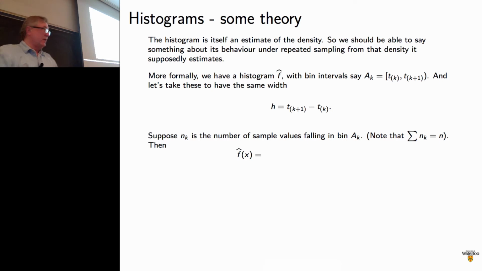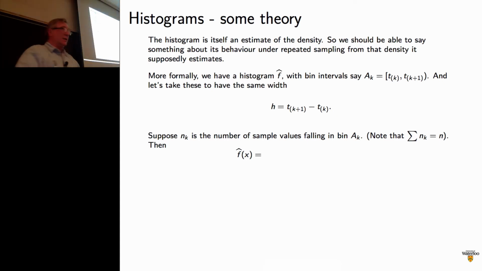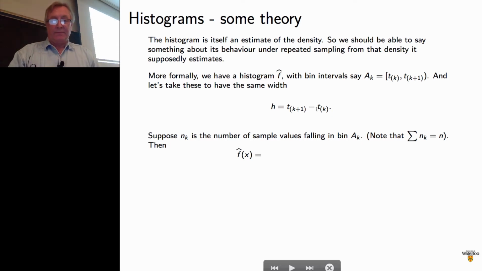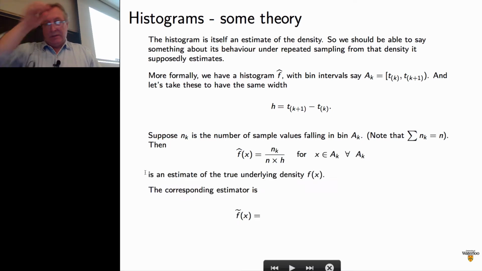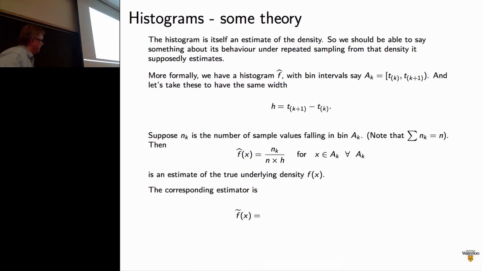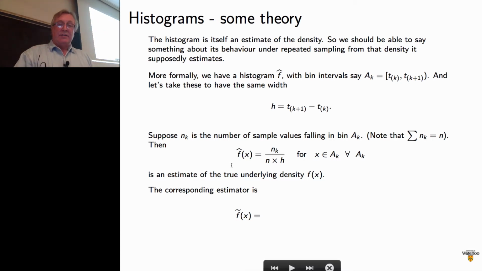I can say, well, what does this estimate look like for any x? So if x is in A_k, then my estimate of the density is going to be the same for every x value in that bin. It's just going to be how many points do I have in that bin divided by n times h to make it a density. Okay? So that's my density estimate for x in A_k. And of course that'll be different for every A_k; what will be changing is n_k.